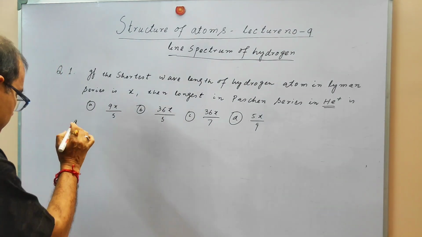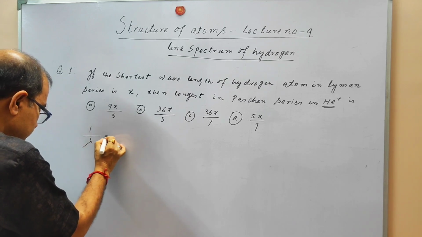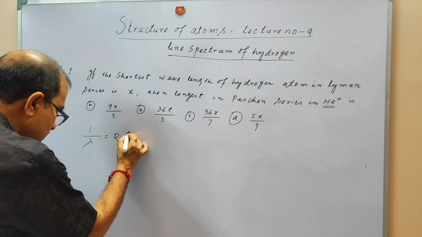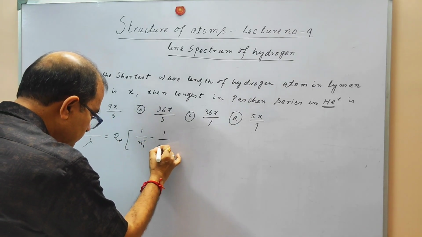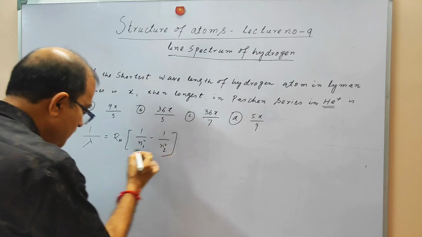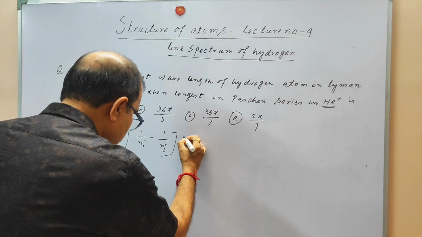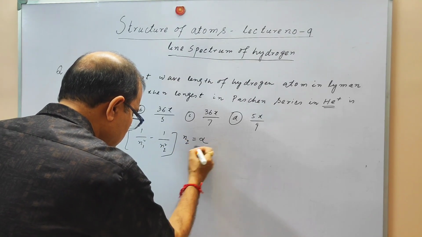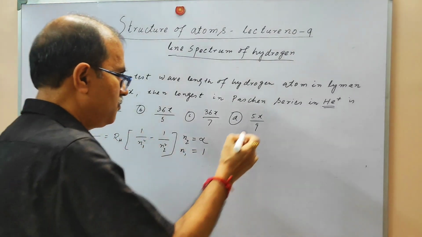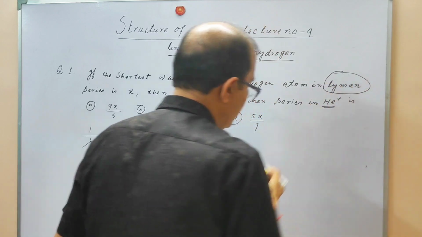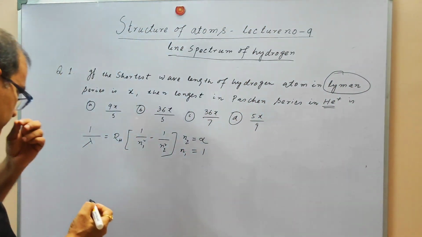We already know there is a formula, the Rydberg formula: 1 by lambda is equal to the Rydberg constant into 1 by n1 square minus 1 by n2 square. This formula we already discussed. Now for the shortest wavelength, n2 will be infinity and n1 is 1, because it is the Lyman series. For the Lyman series n1 is always 1. So from this we will be able to calculate that.